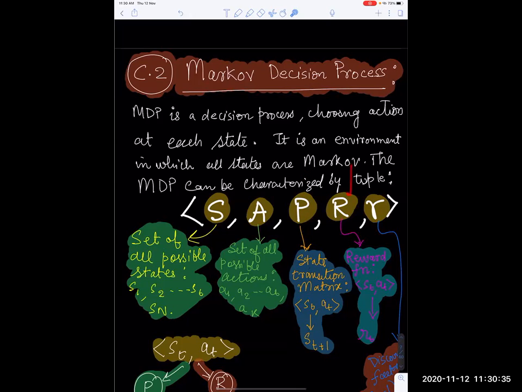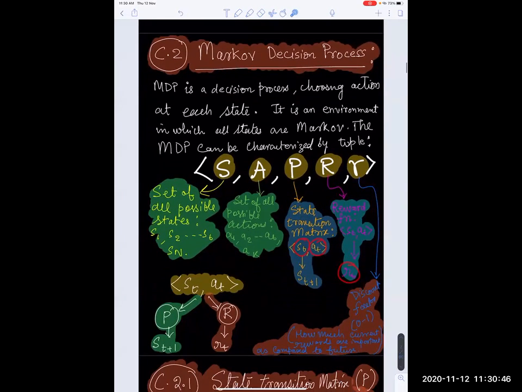And then this is going to be the reward function. Exactly the same input is going to be there: at this state, if you take this action, I'm going to give you this much reward. And the final thing is the discount factor that we are going to have.